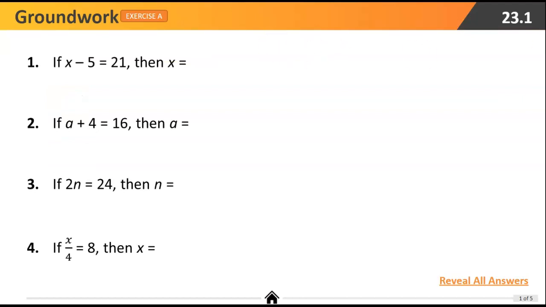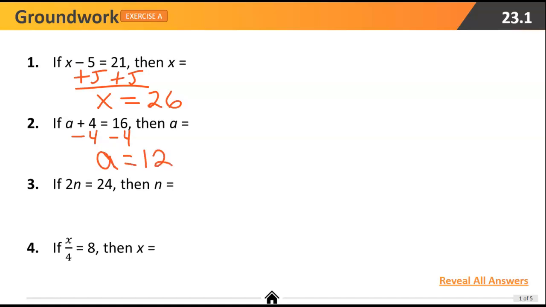Now, as we look at our next questions, this is going to be just a quick review of operations. If there's a minus, we do the opposite. So we're going to do plus 5, and so our answer is x equals 26. If there's a plus 4, we're going to do the opposite operation. We're going to minus 4. That's going to give us an answer of a is equal to 12.